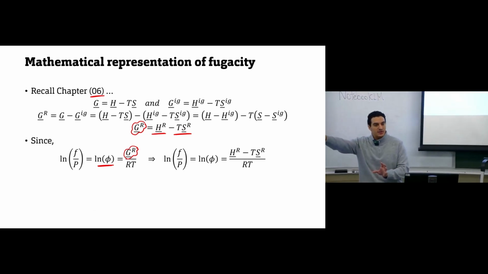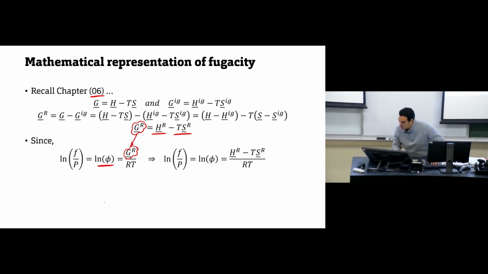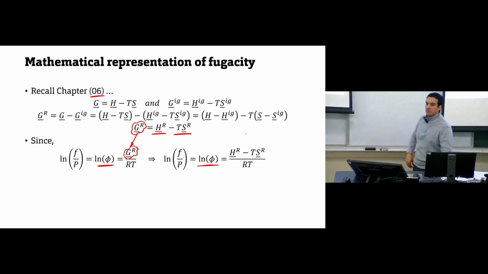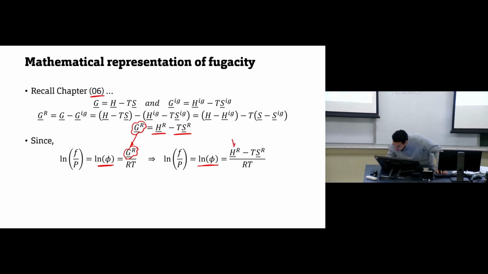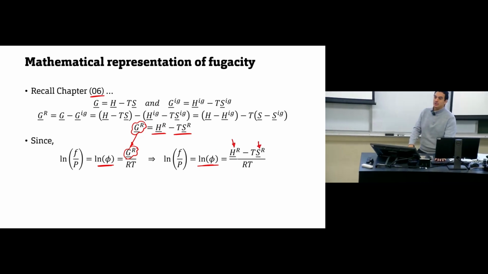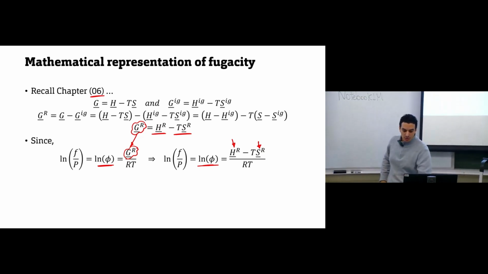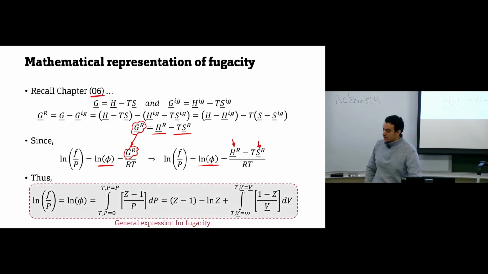So if we combine the equations we have from chapter 6 with the one we obtained today, we can relate the natural log of the fugacity coefficient to the residual enthalpy minus temperature times residual entropy, divided by RT. And again, in chapter 6 we have many equations to calculate residual enthalpy and many equations to calculate residual entropy. You can put all of these equations together and you will end up with this equation here. And this is the general equation that we can use in order to calculate fugacity.